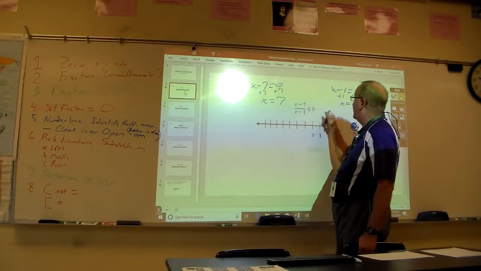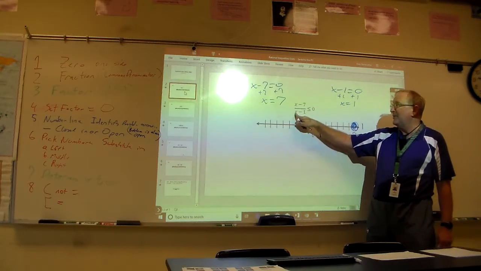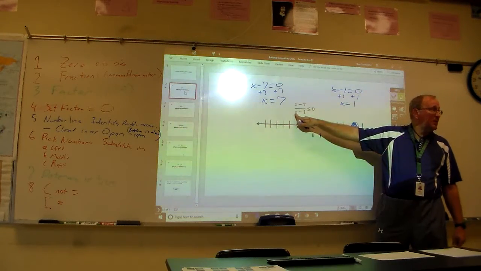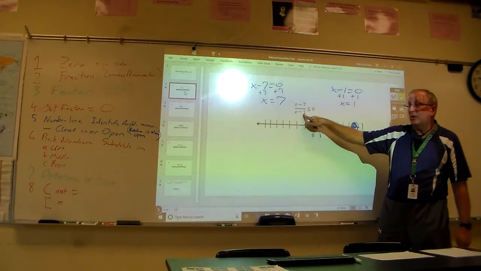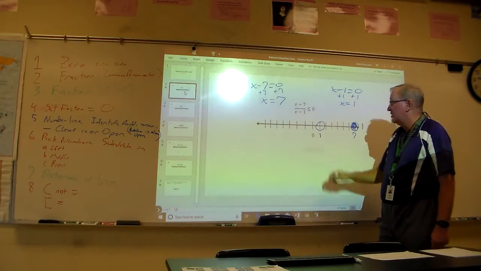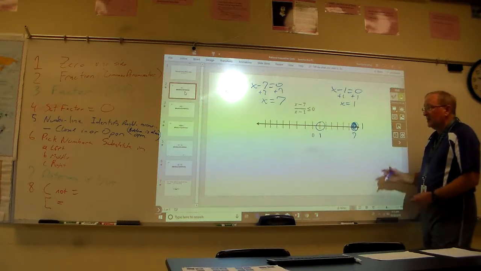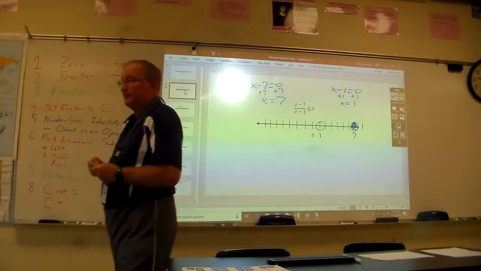But when I come here and put in the 1, now 1 was in the denominator. What happens if I put a 1 here? What's 1 minus 1? 0. Can I divide by 0? No. So that means 1 is not part of the solution, but all the numbers close to 1 will work, but 1 will not.